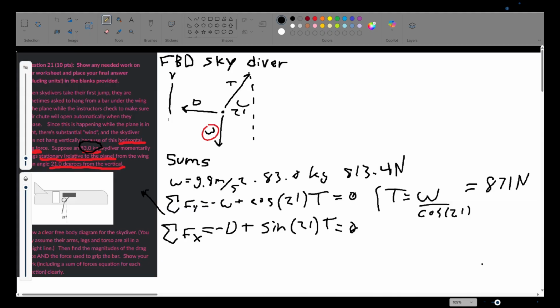Now we know T, so in order to solve for D, we just move it to the other side, and we say D is equal to positive sine of 21 times T. We know T is about 871 newtons. So D will be about 312 newtons. And that's using the rounded values.